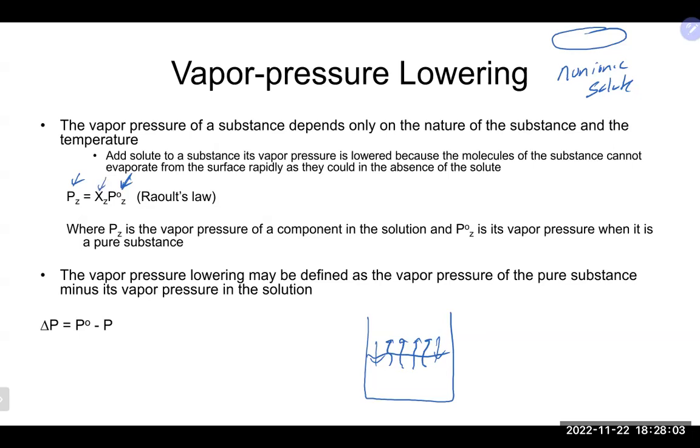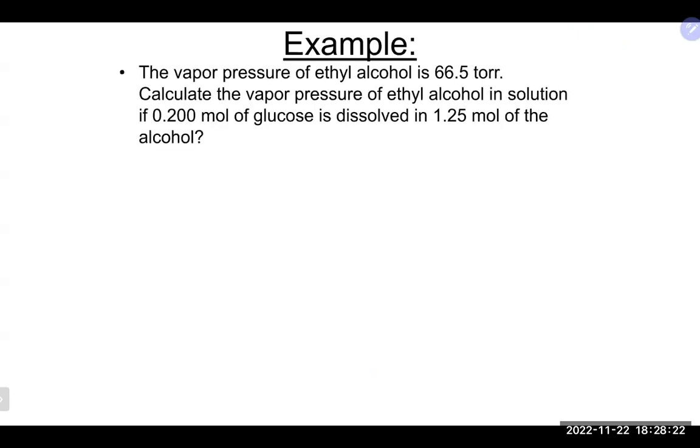So the vapor pressure lowering may be defined as the vapor pressure of the pure substance minus the vapor pressure of the solution. And that's because the vapor pressure of the solution will be less, hence the lowering part. So for the change in the pressure, you take the higher minus the smaller, and you'll get the change in the actual pressure that will happen.